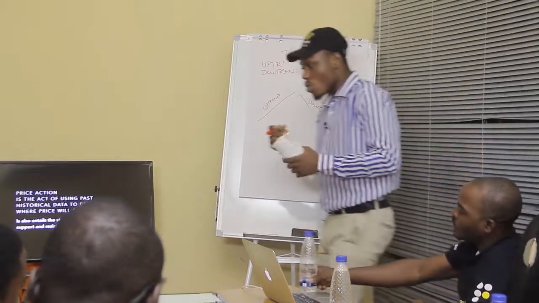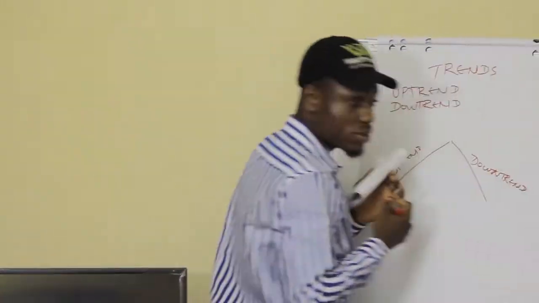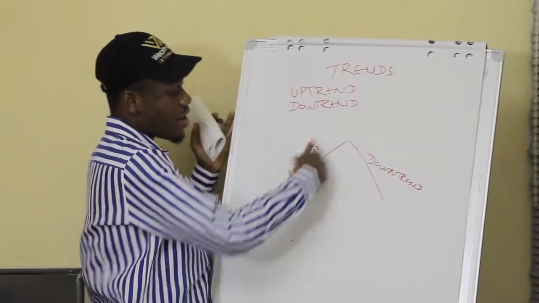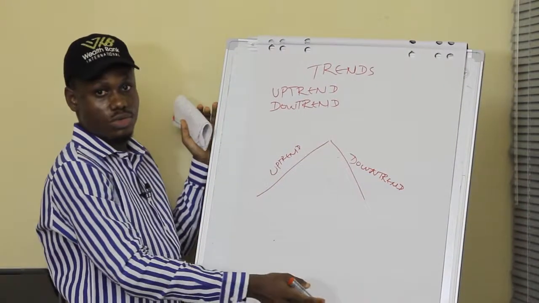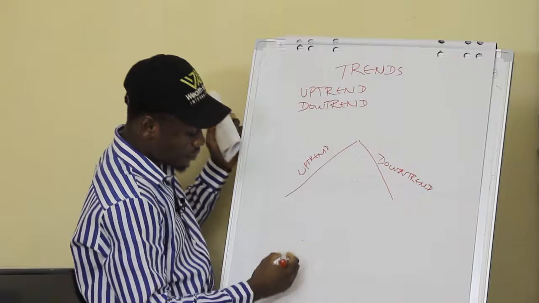So I move to 1, 2, 3. I move back one step. I move to 3, 4, 5. I move back one step. That is how the forex market works. It doesn't move in a perfect trend. This is what we have.